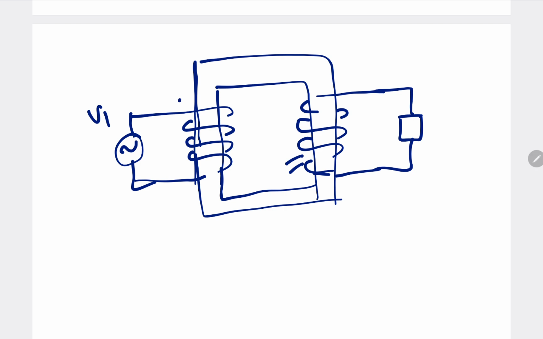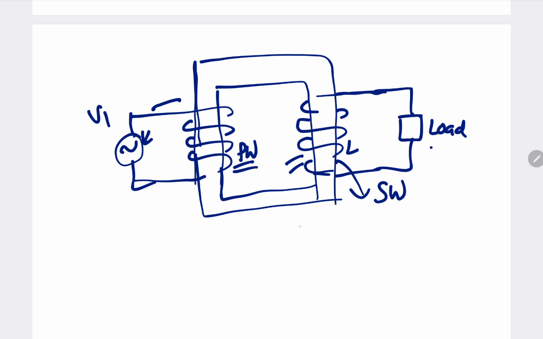The winding which is connected to the power supply is called primary winding. The winding which is connected to the load is called what? Secondary winding.